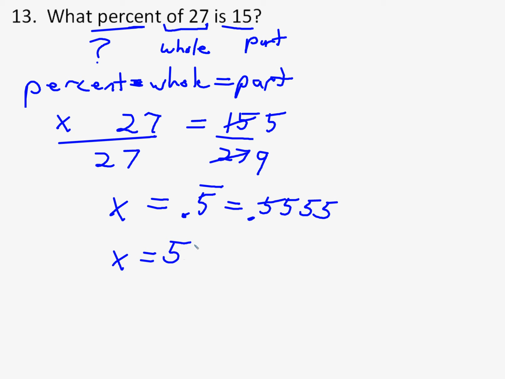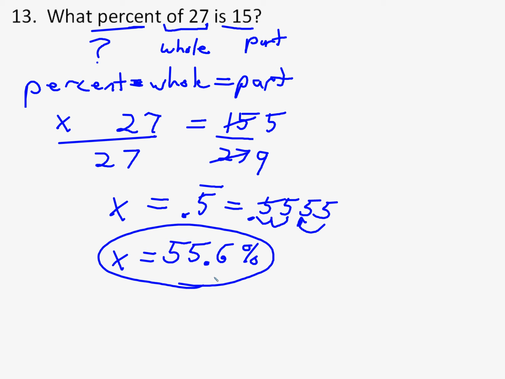I've been having you round to the nearest tenth, so this is 55 point. So we're moving this over twice. We want to round this. We're going to round it up, so 55.6%. That's rounded to the nearest tenth. So 15 is 55.6% of 27, which does make sense because we know 15 is 50% of 30, if this were 30, so it's a little bit more than 50% of 27.